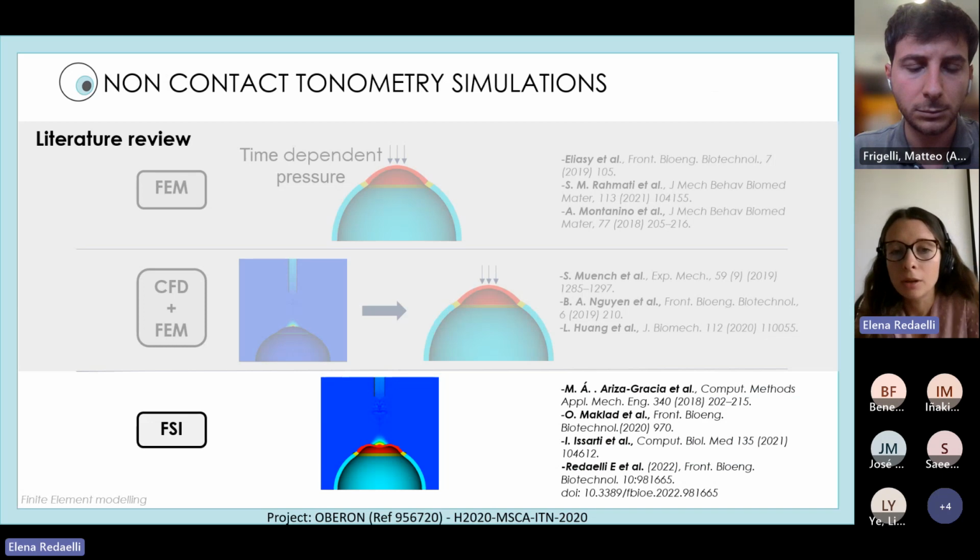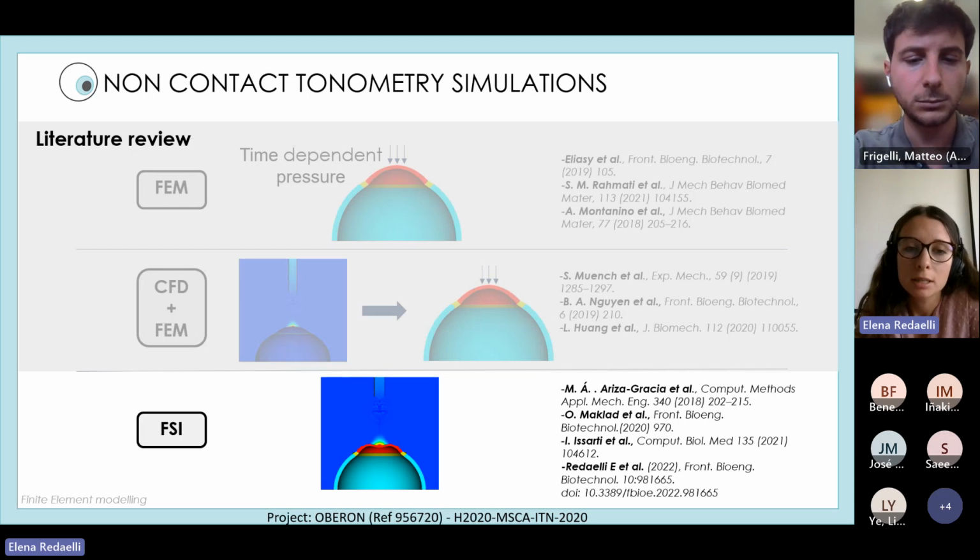So once we have finished the computational fluid dynamic introduction, we can go on to the fluid structure interaction simulations, that are a link between the CFD and FEM.